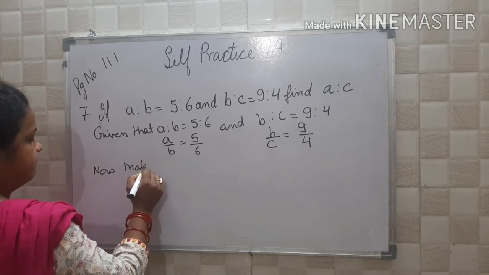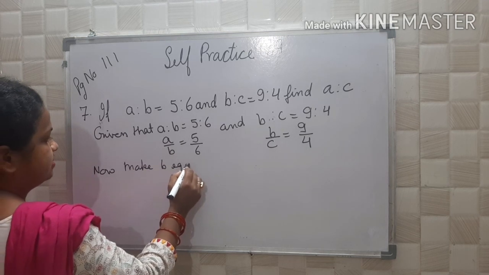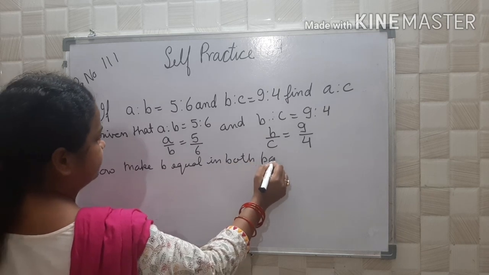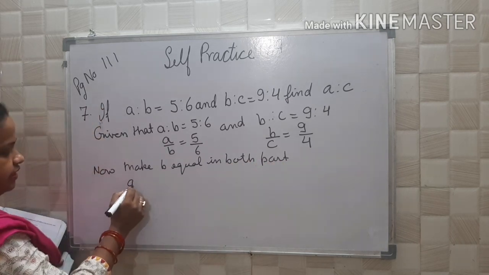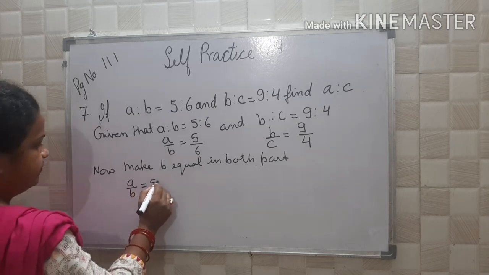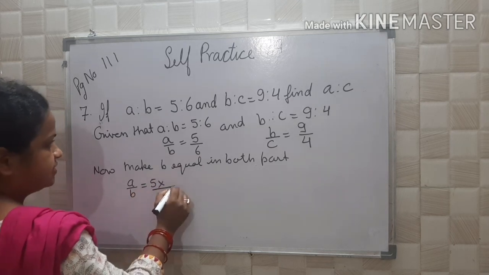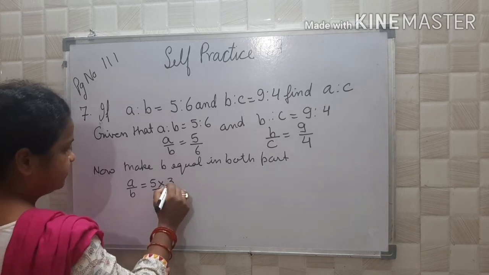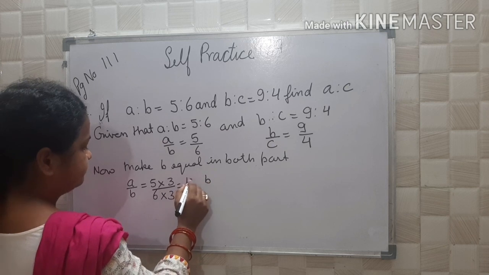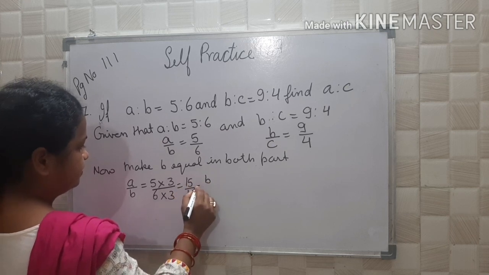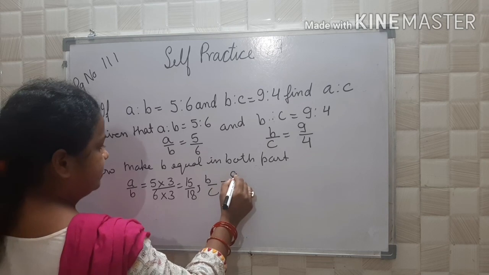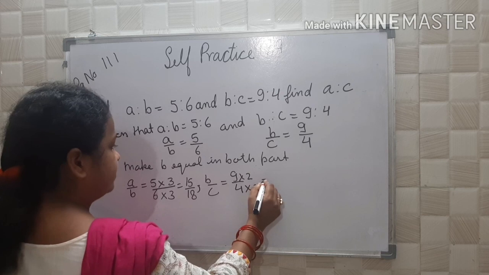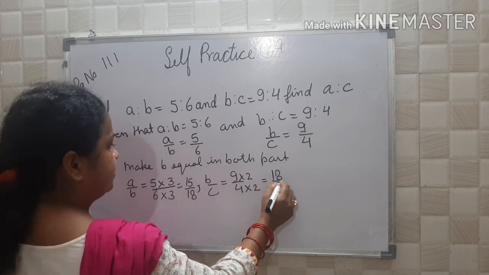Okay? Now, what you will do? Make B equal in both cases. In both parts. So what you will have? A upon B is equal to 5 upon 6, and 9 is the other. 6 3s are 18 and 5 3s are 15. B upon C is equal to 9 upon 4. So 9 2s are 18 and 4 2s are 8. What you will have? 18 upon 8.